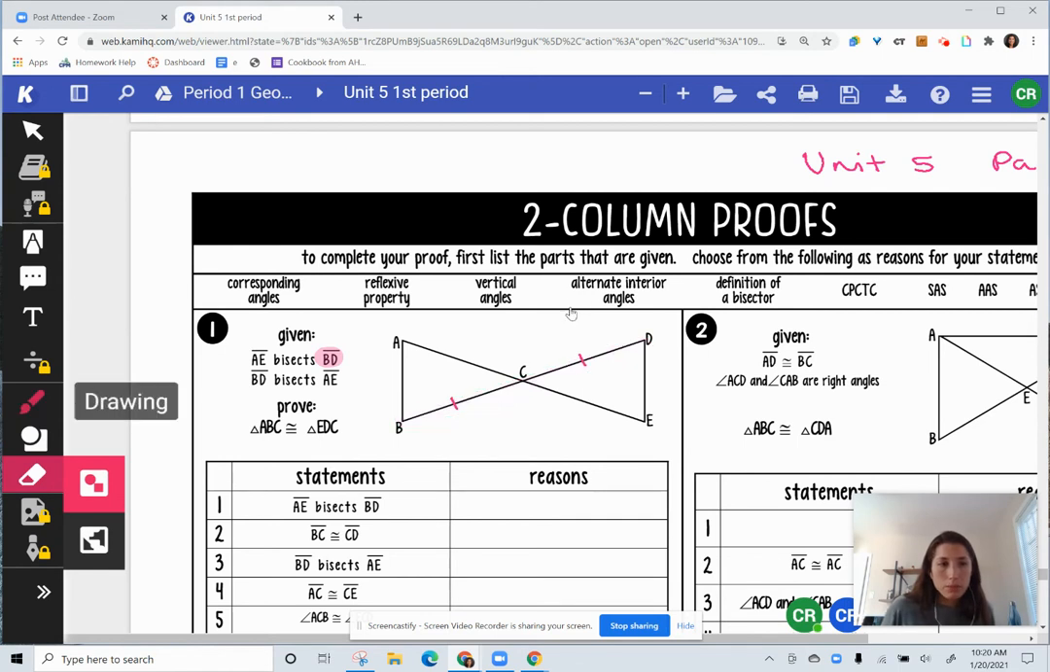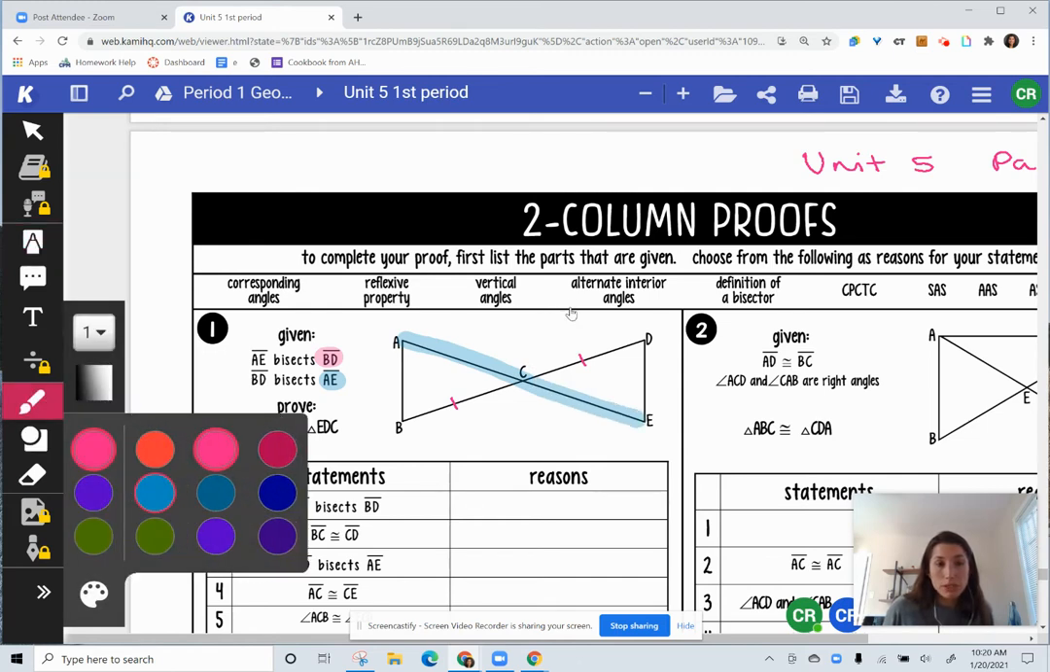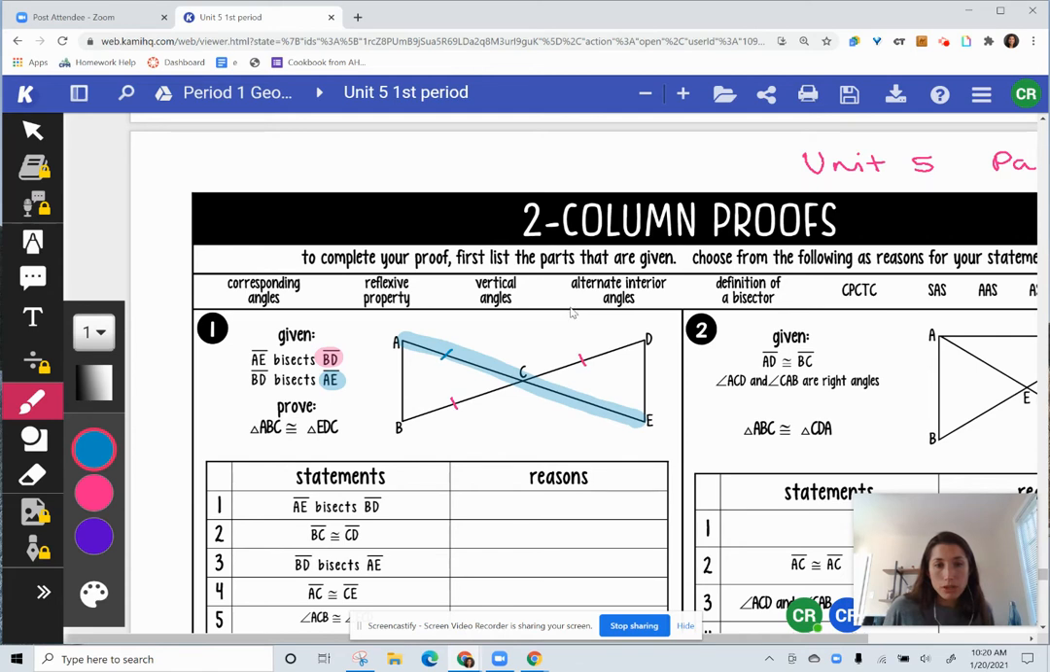Okay. The other part of our given information here is that AE is bisected. So this line here is also bisected. So I'm going to put some congruent marks to show that these two parts here are equal to each other, but not necessarily the other two sides. Great. I have no more given information.